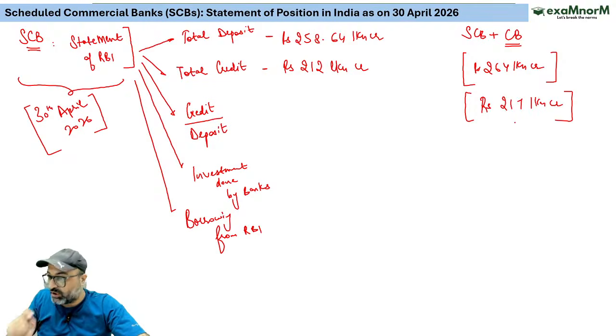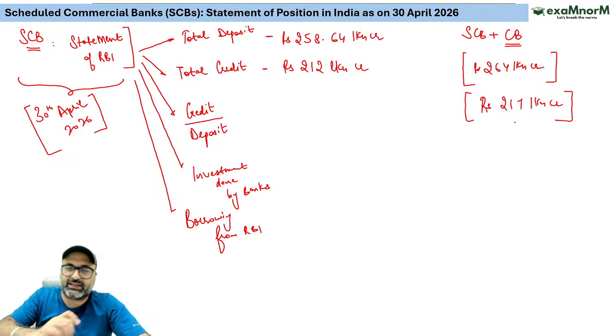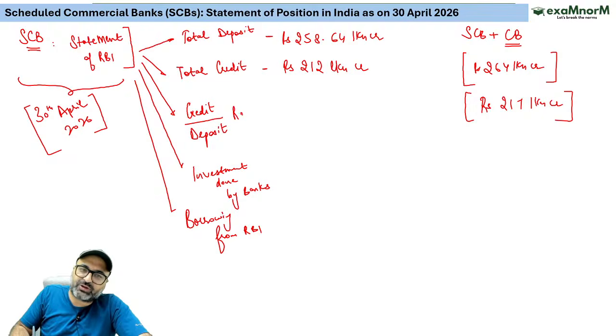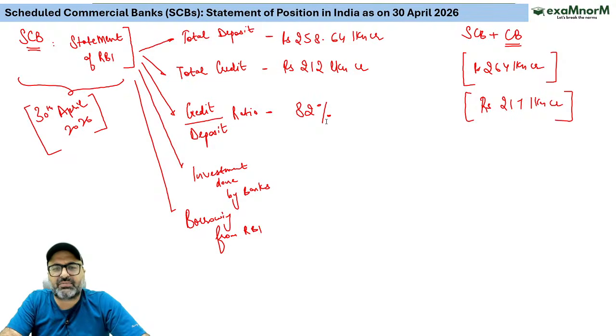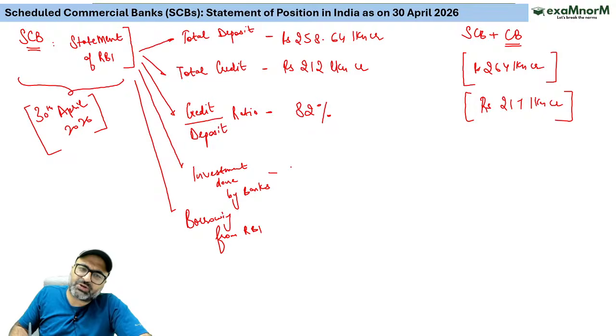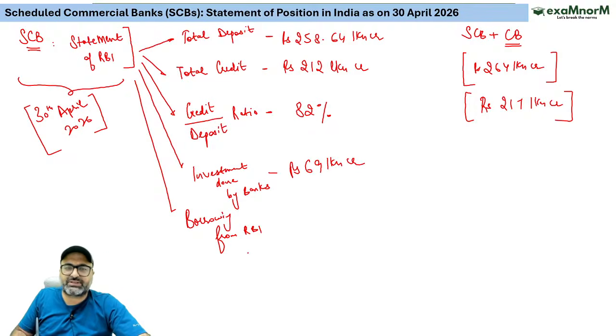ये वैल्यूज इंपॉर्टेंट है भाई, अगर मैं याद करके लाया हूं तो ऑब्वियसली ये इंपॉर्टेंट है, इसलिए मैंने भी याद की है. Credit to deposit ratio of the banks, sir, it has increased. Today it is 82%, which you need to remember. उसके अलावा अगर हम बात करें total investment done by the banks, the total investment done by the banks is around 69 लाख करोड़.